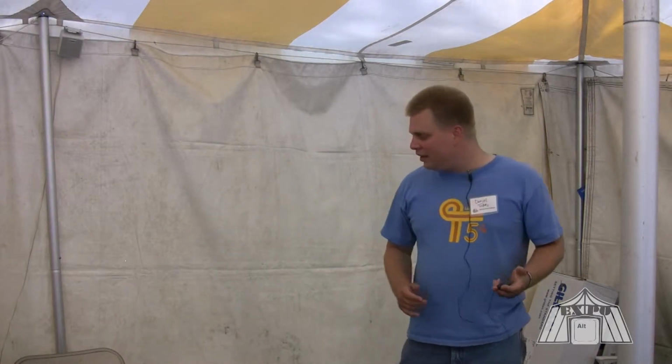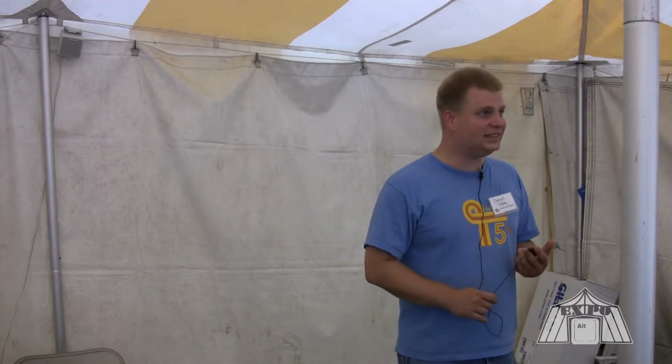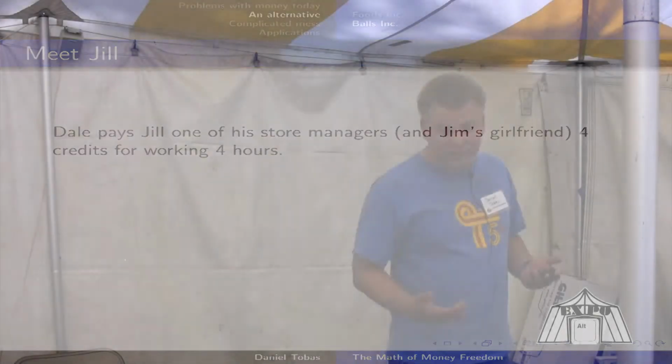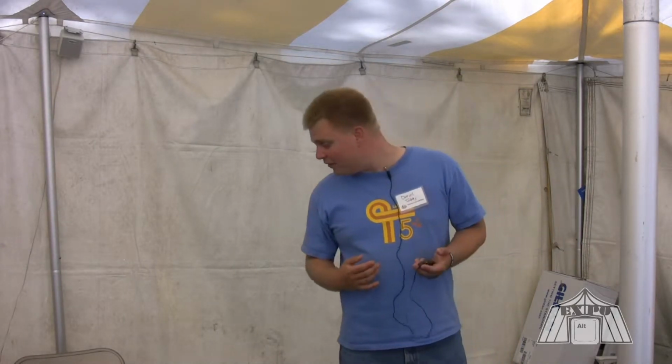So Dale has an employee, Jill. Okay, happens that Jim and Jill are dating, but Dale has an employee, Jill, and Jill works 1 week and gets paid 4 credits. Okay, so Jim's getting paid 3, Jill's getting paid 4. They're working at different stores.